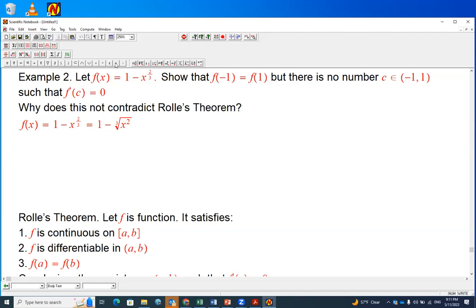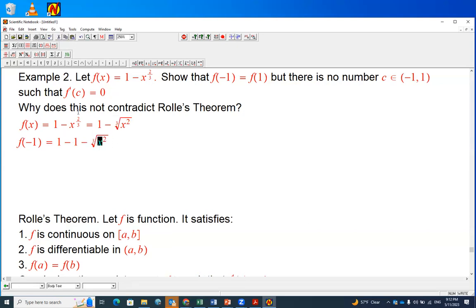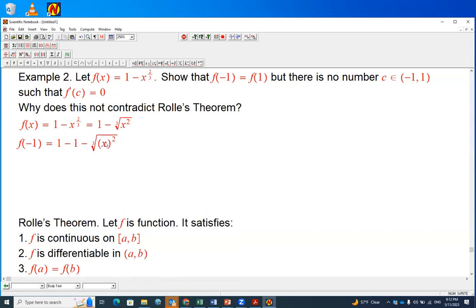F of -1 is 1 minus, should we just plug in? Okay, replace x by -1. And of course, the answer is 0. Wait, we have an extra one, sorry. So from here, we get a positive 1. So 1 minus 1 is 0, right?